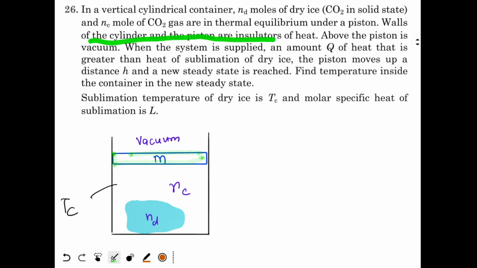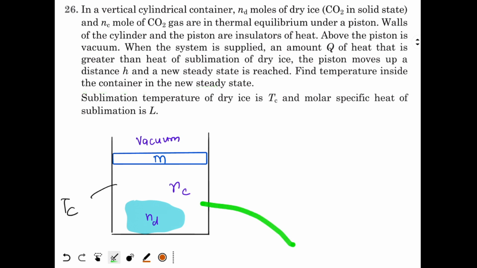Walls of the cylinder and the piston are insulators. Above the piston is vacuum. So there is vacuum over here. We have this piston, and I have assumed the piston to be having some mass m. Initially the system is at the sublimation temperature of dry ice, which is Tc. Okay. When the system is supplied an amount Q of heat that is greater than heat of sublimation of dry ice, the piston moves up a distance h and a new steady state is reached. Find temperature inside the container in the new steady state.